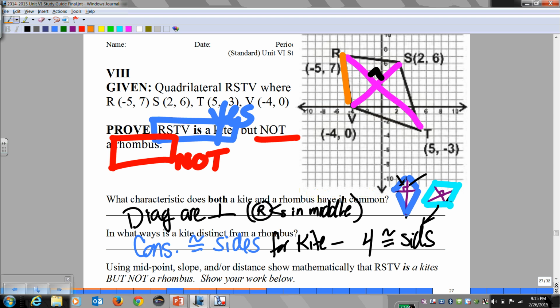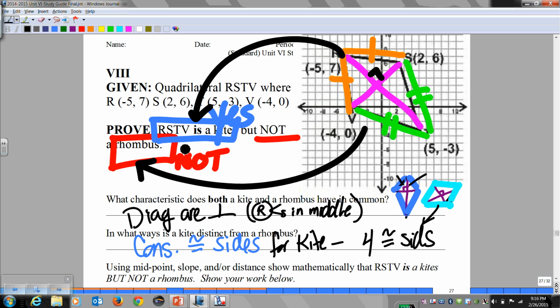So if you found the distance of RV and RS, and then found the distance of ST and VT, if your math showed that these were equal and these were different lengths but equal to each other, then you would have proven that yes, it's a kite, that because not all four are equal, it can't be a rhombus. Coach your classmates through that, understanding they must do their own math as well as you.